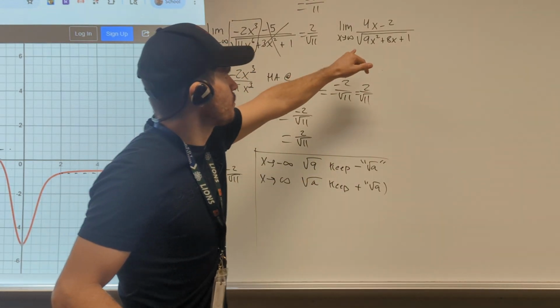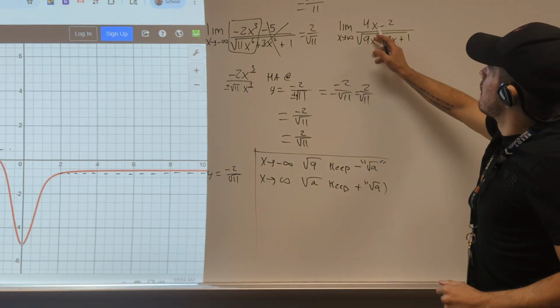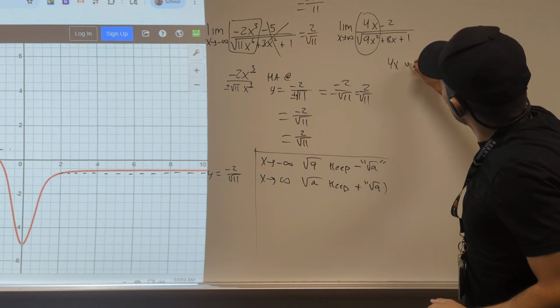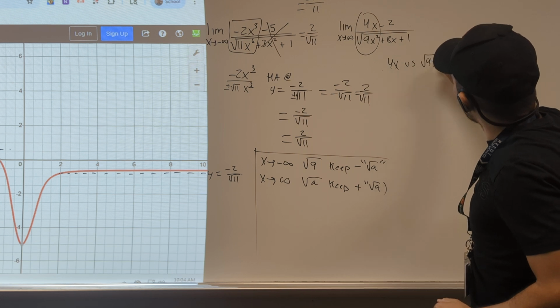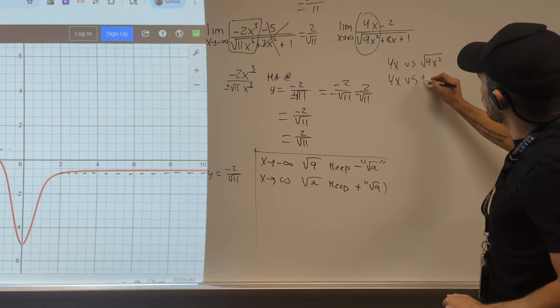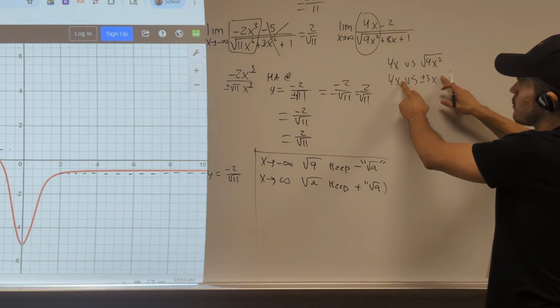So let's do one more. So for this one, I'm like, okay, I got a limit as x approaches infinity. Technically, I'm going to focus on these two numbers here. So I have 4x versus the square root of 9x squared. If I simplify that, the square root of 9 is plus or minus 3, and then the square root of x squared is x. So I have first degree versus first degree.